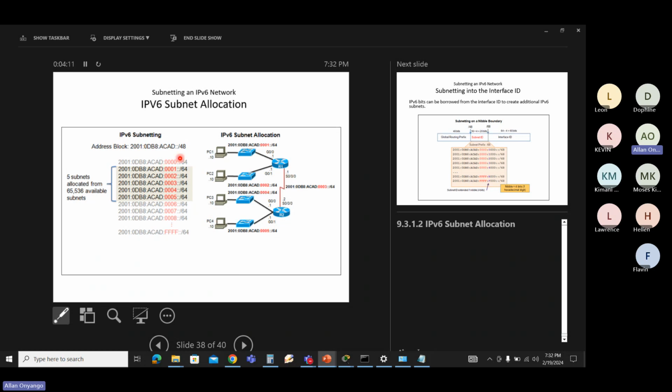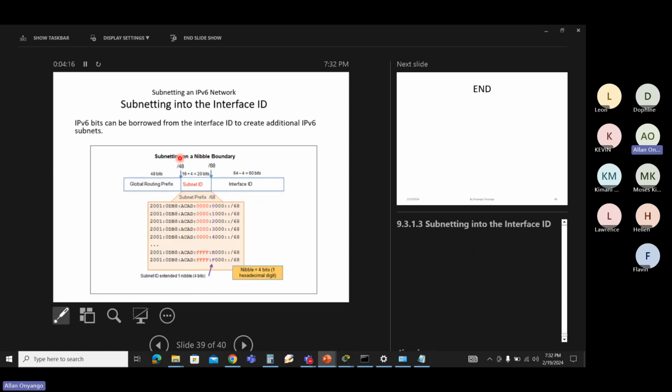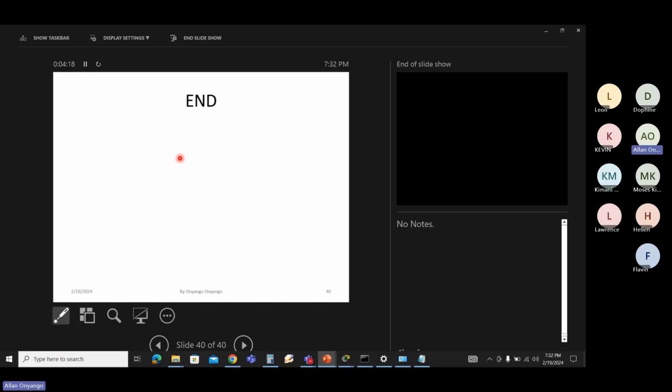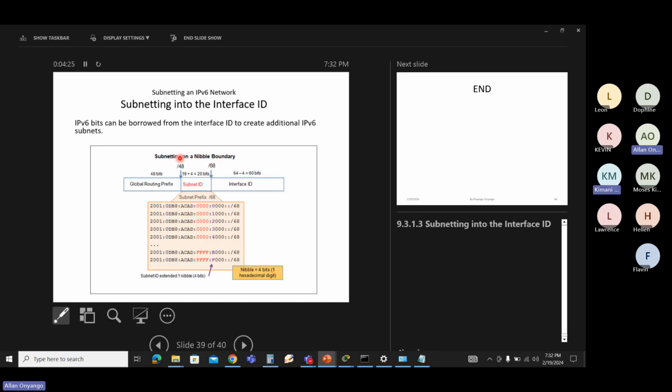Okay? And I want to show you how we subnet. This is the only slide where we do subnetting, because the next slide is the end of this class. One slide to explain subnetting for IPv6. Very interesting. Anyway, let's see what is done here, and follow me very, very keenly.